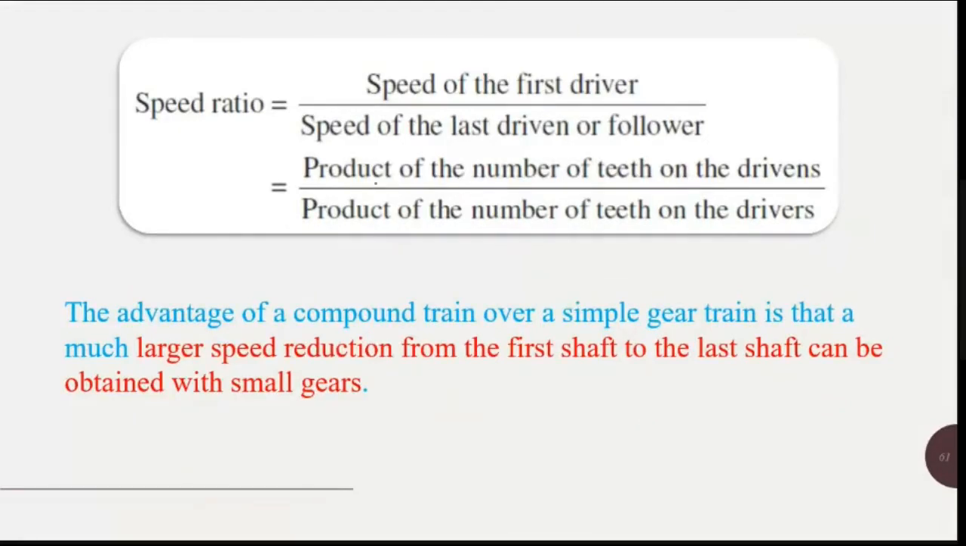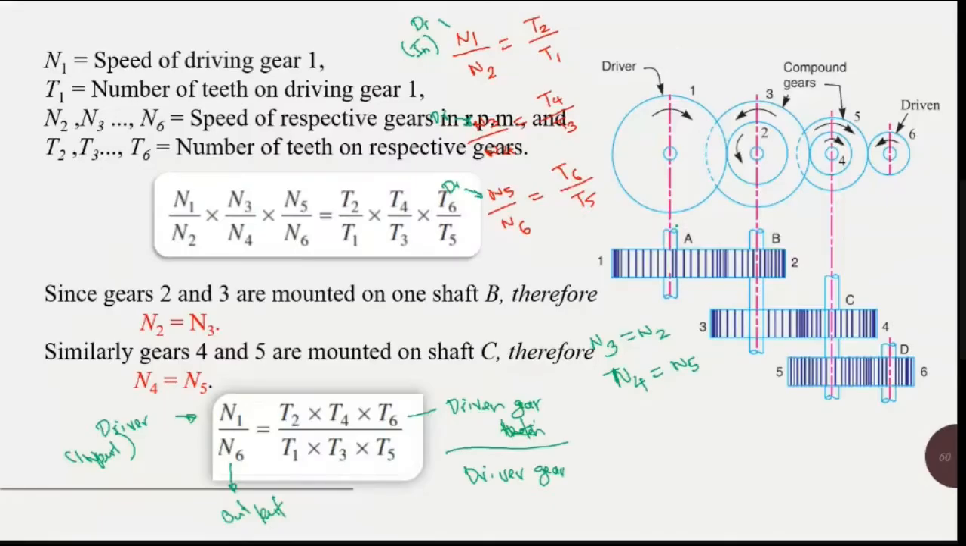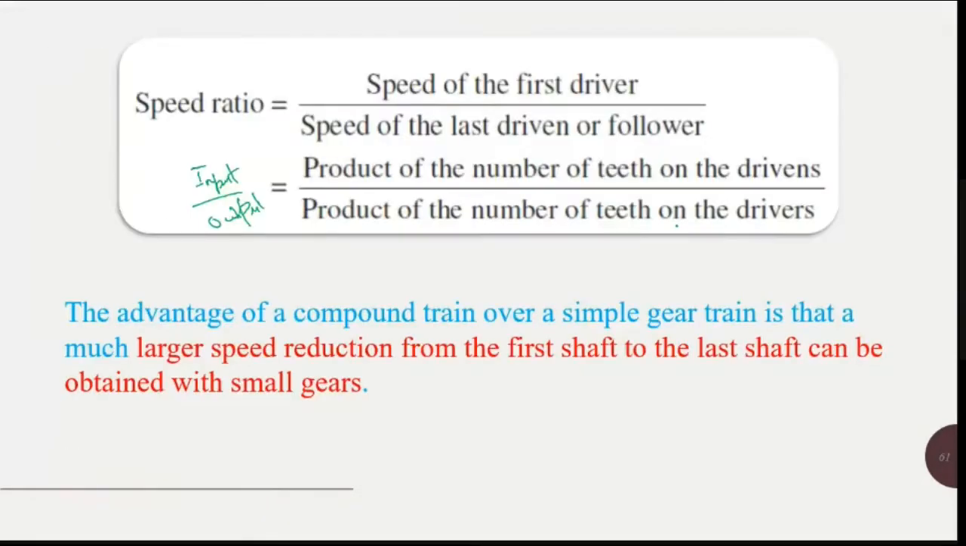Speed ratio is product of number of teeth of the driven divided by product of number of teeth of the drivers, right? So speed ratio is what? Input by output, right? So input by output is equal to product of number of teeth on the driven divided by product of number of teeth on the driver. Okay, so this is the equation we achieve for a compound gear train, right?